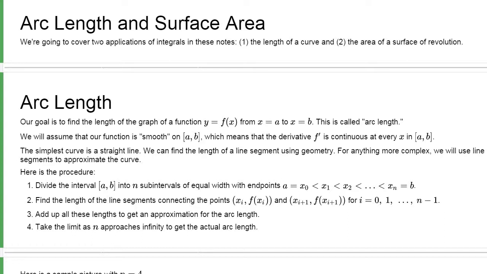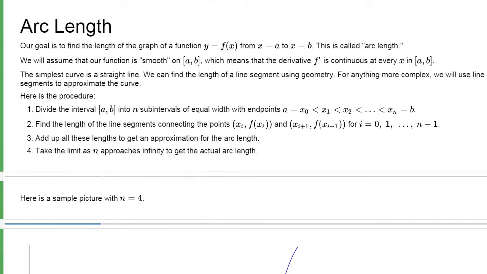So we have a function going along the x-axis from x equals a to x equals b. I want to know how long the graph of that function is, and that's called arc length. We're going to assume that our function is what's called smooth, which means that the derivative, f prime, is continuous at all the values of x on the interval from a to b.